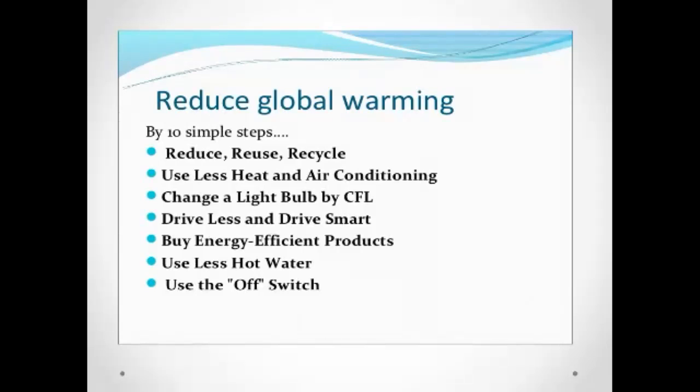Buy energy efficient products. Use less hot water. Use the oxygen.